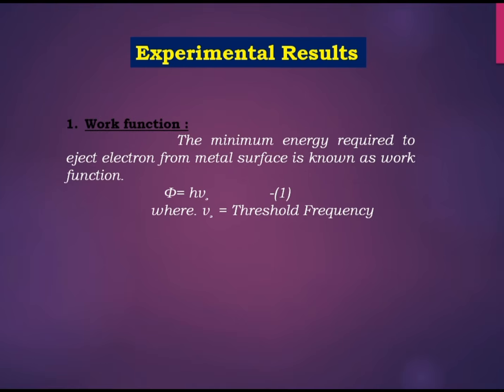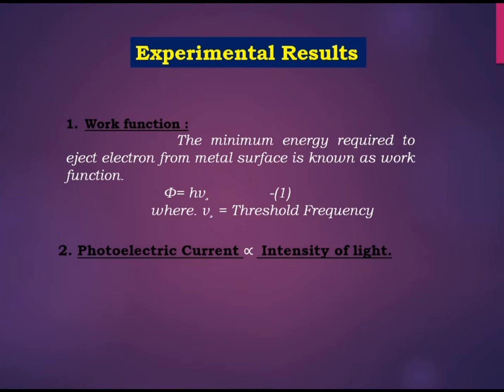Now the experimental results were, first was the work function. What is work function? Work function is the minimum energy which is required to eject the electron from the metal surface. This minimum energy depends upon the material we are using, the metal we are using. This work function is denoted by phi. So phi is equal to h nu naught, where nu naught is the threshold frequency, the minimum frequency which is required in order to eject the electrons from the metal surface.